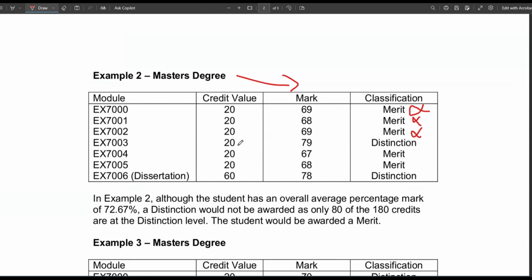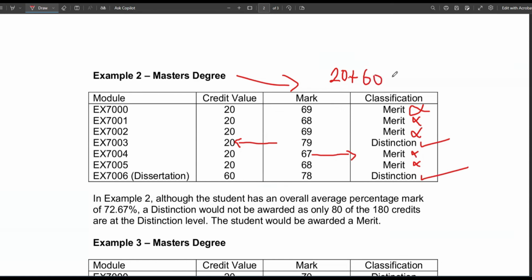So the next score of the person is 67, which falls under merit. This one does not qualify as well. Same thing, the next one is 68, still falls under merit, does not qualify. Then the person was able to get 78 in dissertation, which is a 60 credit value, which automatically is a plus on the person's side. So that's plus 60, right?